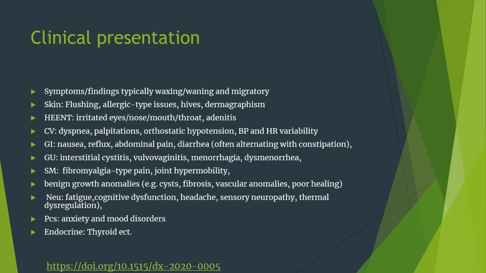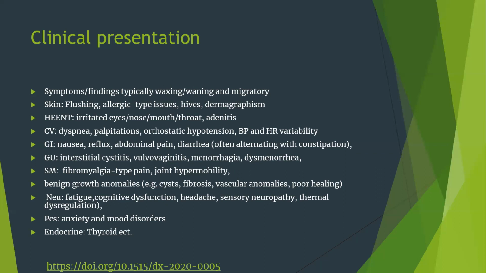So that's the skin part. Then people do develop irritated eyes, nose, mouth, throat, and can get adenitis, which is technically swelling in lymphatic tissue. The cardiovascular and pulmonary could be associated with wheezing, shortness of breath. Many people will develop orthostatic hypotension, blood pressure and heart rate variability, and in many people it will be POTS. Some of you have heard what POTS is. It's postural orthostatic tachycardia, so it is part of this MCAS.